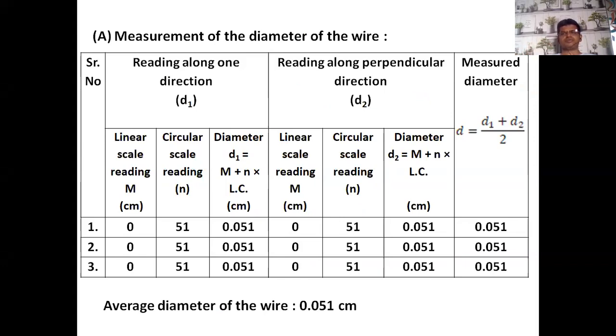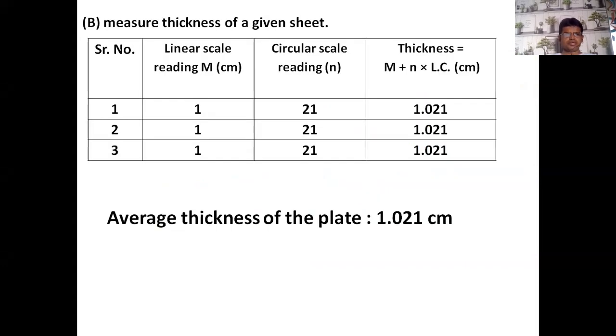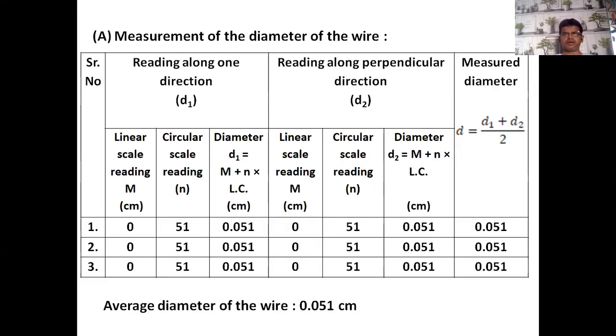And then after the final calculation we got the second table, measuring the thickness of the given sheet. The same formula, the same main scale and circular scale. Hope so. Now in the second video, we are showing this live demo. Everyone enjoy here again. And then after we discuss this table, how we calculate the final diameter.